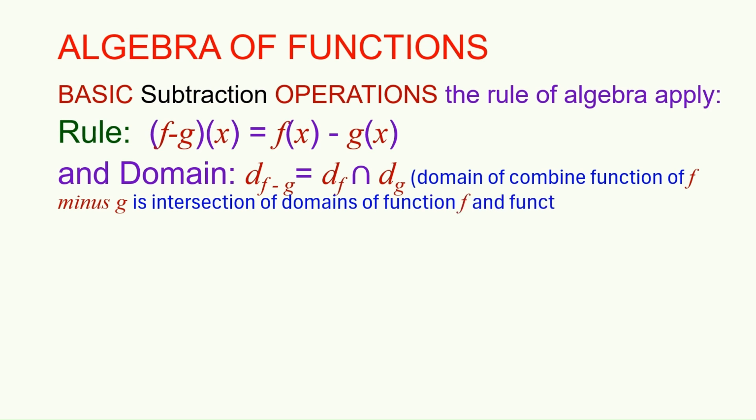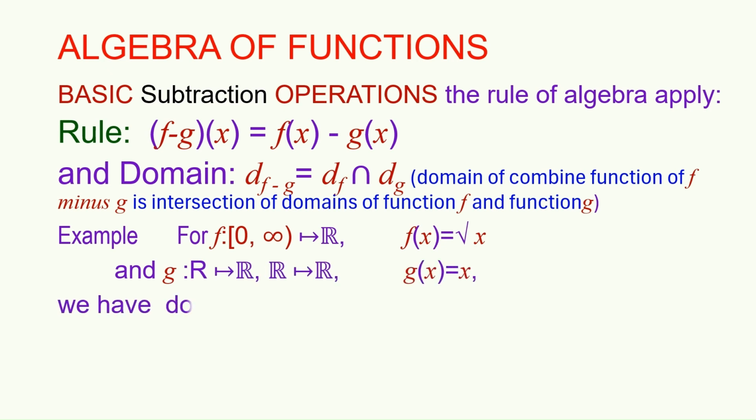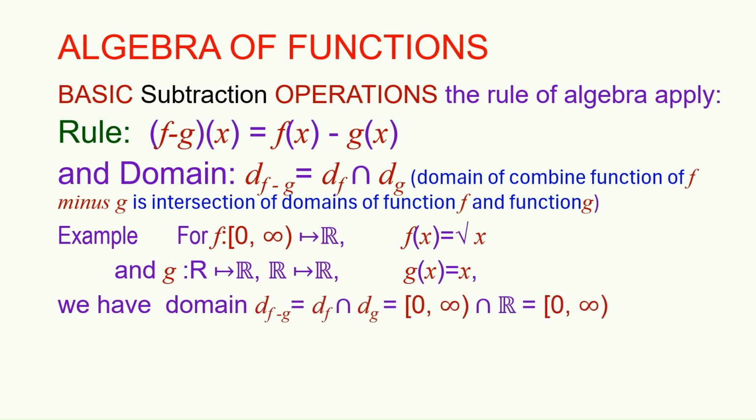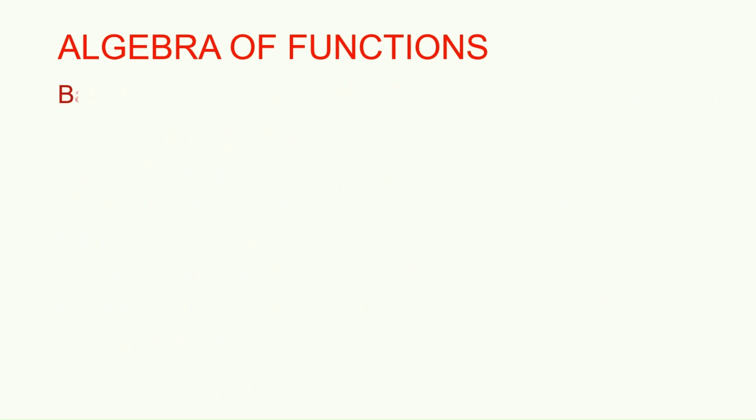Example: for function f from 0 to infinity mapped to the set of real numbers as f(x) equals square root of x, and function g mapped to the set of real numbers as g(x) equals x. We have the domain of the combined function f minus g equals domain of f intersection domain of g, equals from 0 to infinity. Therefore the combined function f minus g of element x equals square root of x minus x.